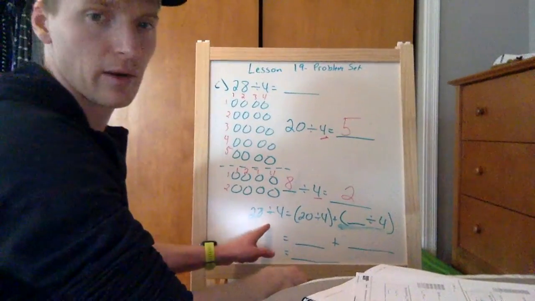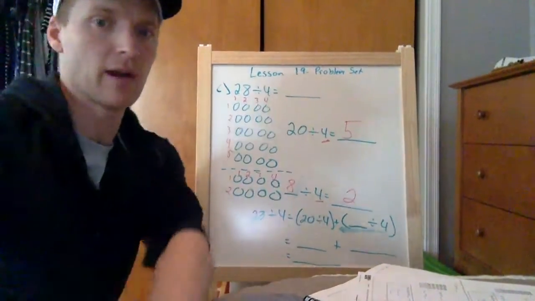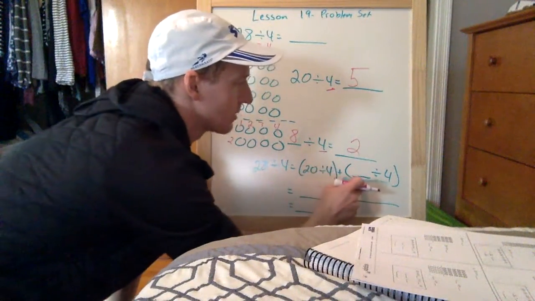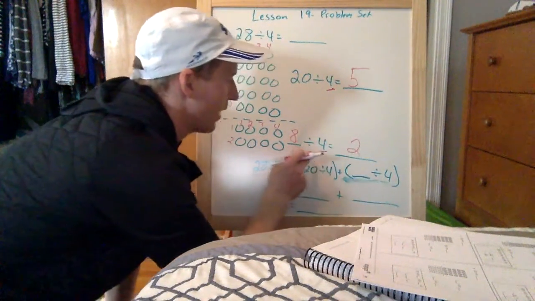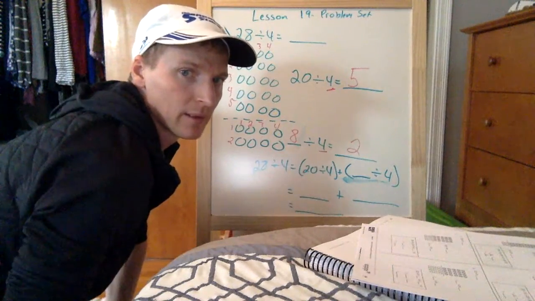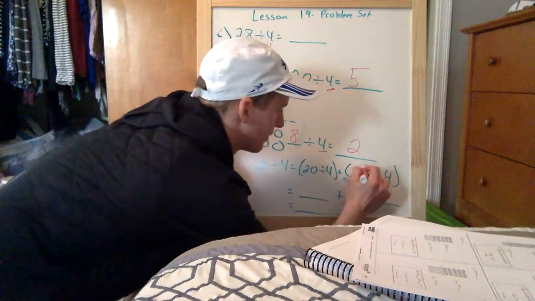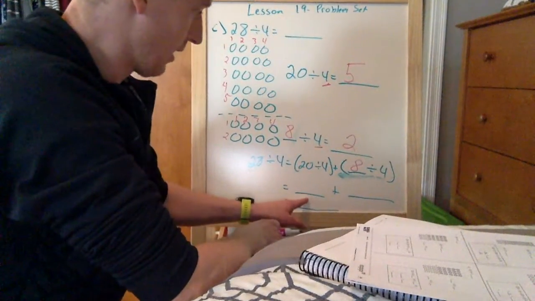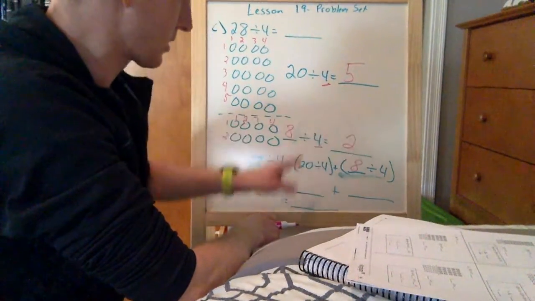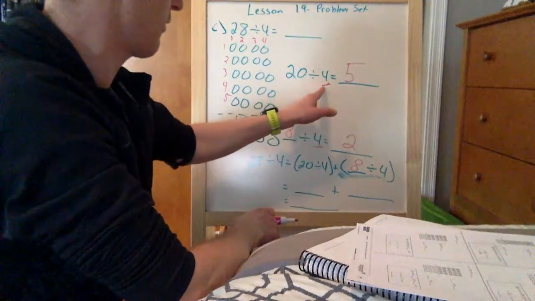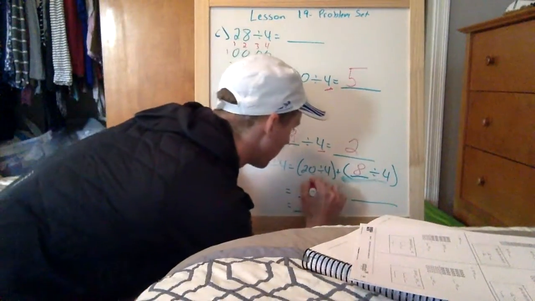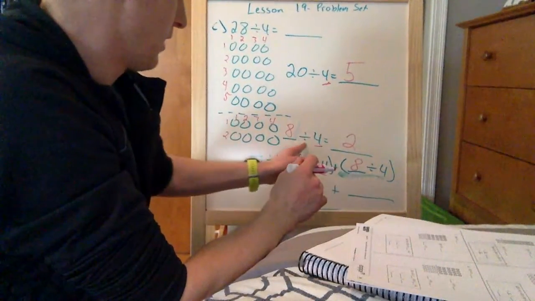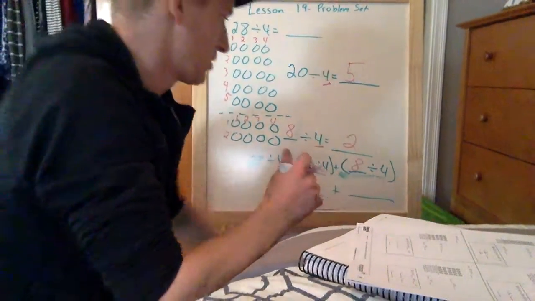Now, we go down here. 28 divided by 4 equals 20 divided by 4 plus blank divided by 4. What do we divide by 4 up here? 8. Then, our answers. Let's just go up and fill in the blanks. Find 20 divided by 4. We got the answer 5. 8 divided by 4, our answer is 2.